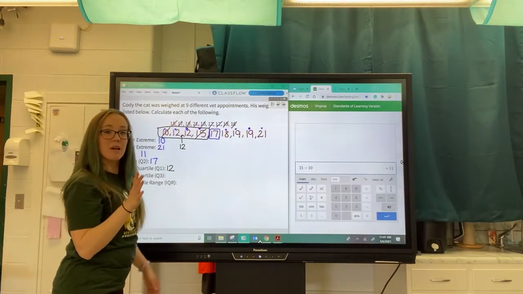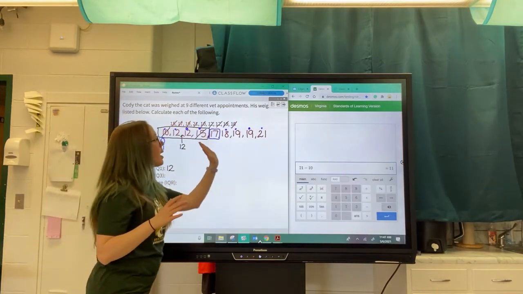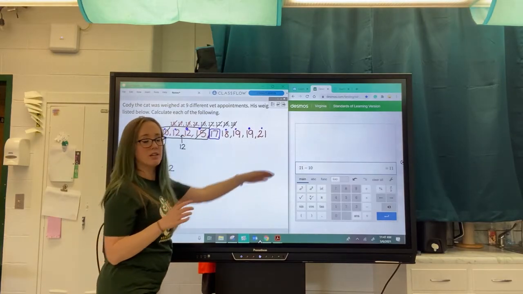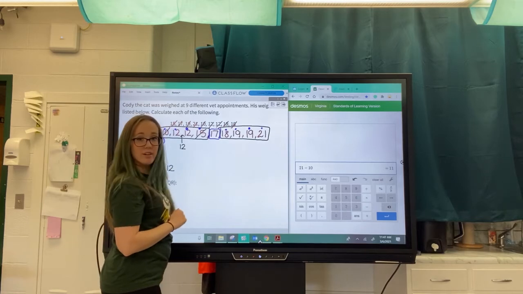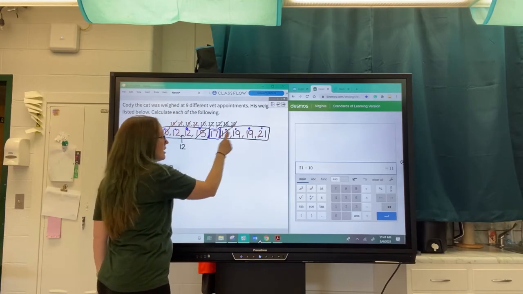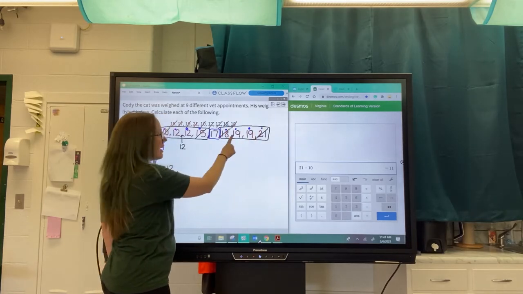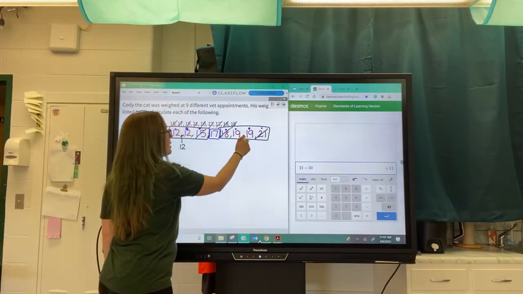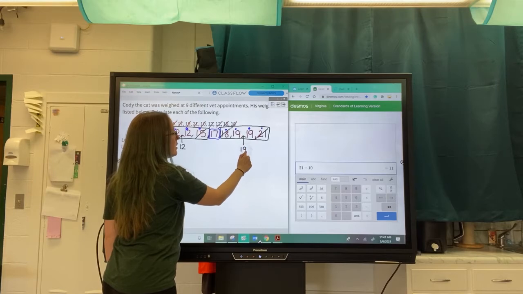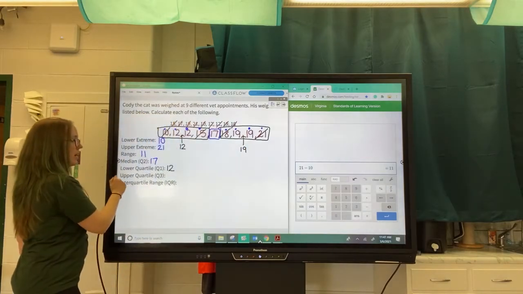And then we do the same with the numbers that are above the median. So I do the same with these numbers right here. Get rid of 18, 21. And again, I'm left with 2 numbers in the middle, but they're the same number. So my median here is 19. And that's called my upper quartile.